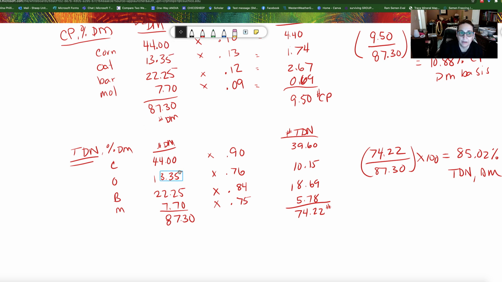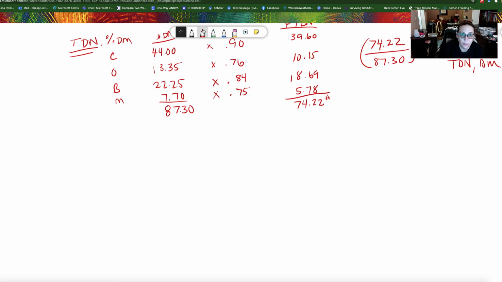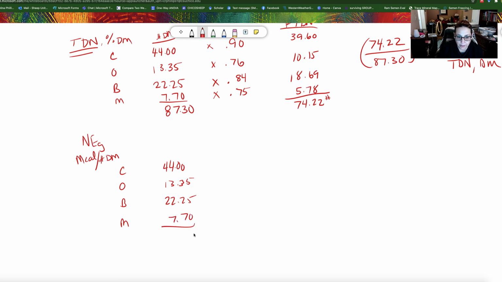Last one we're going to do is show you how to do this for calories. We're going to do net energy for gain, and what we're going to be figuring out is mcals per pound of dry matter. We're still working with corn, oats, barley, and molasses, and we're going to start with the pounds of dry matter that we've been doing. We know that we're working with 87.3 pounds of dry matter.